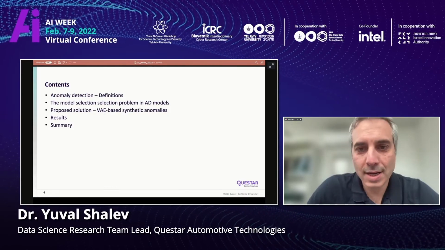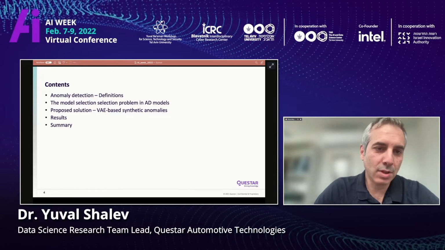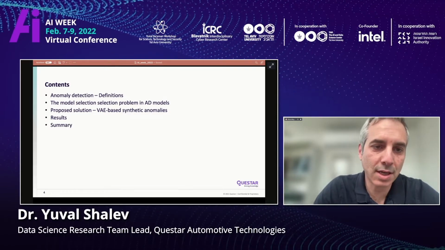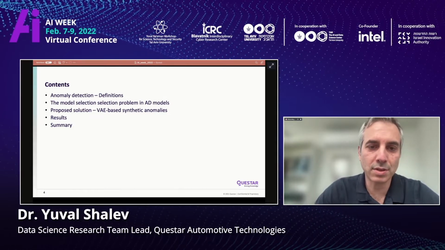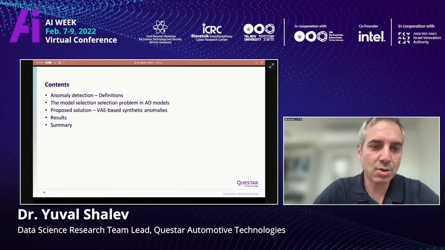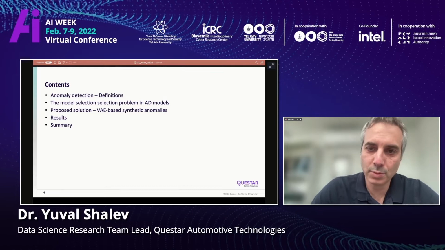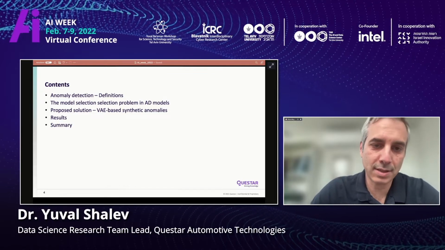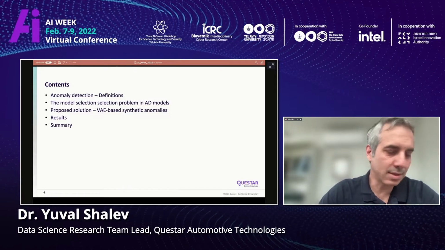Moving to the topic that I would like to talk about today, I will go through several things. First, I will describe in a nutshell what anomaly detection is. Then I will describe the modeling approaches for anomaly detection, and describe the model selection problem when we are talking about anomaly detection models. I will propose a solution that we are now working on at Questar, show some preliminary results, and discuss a little bit.